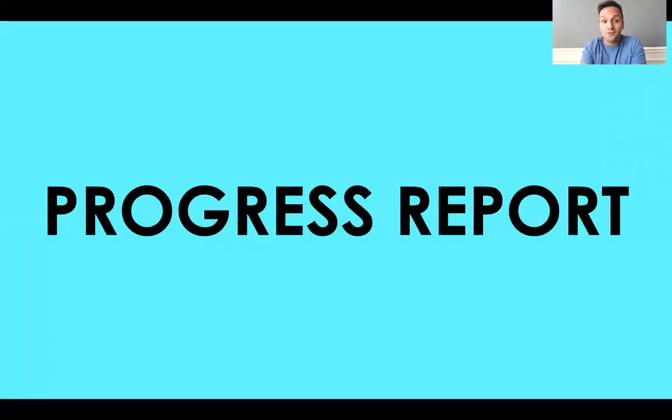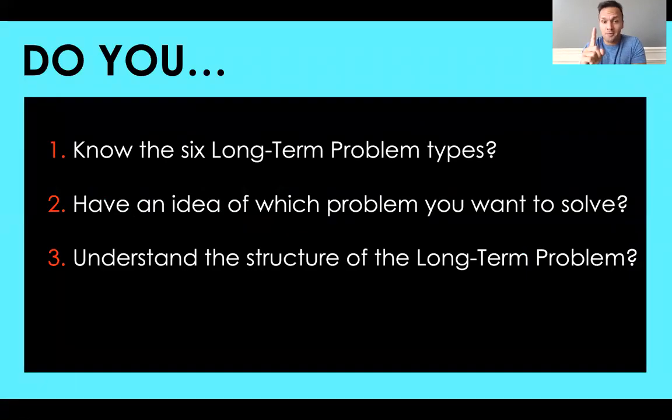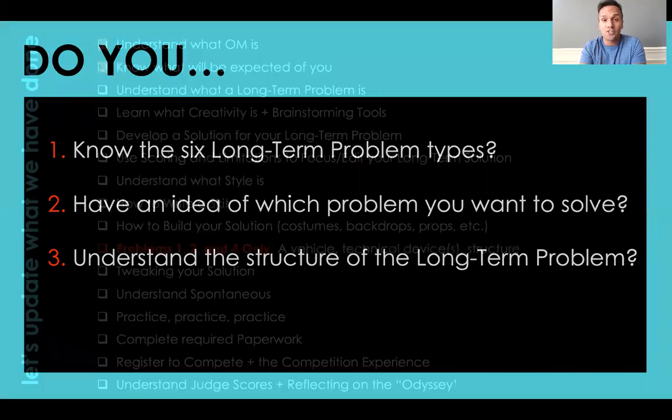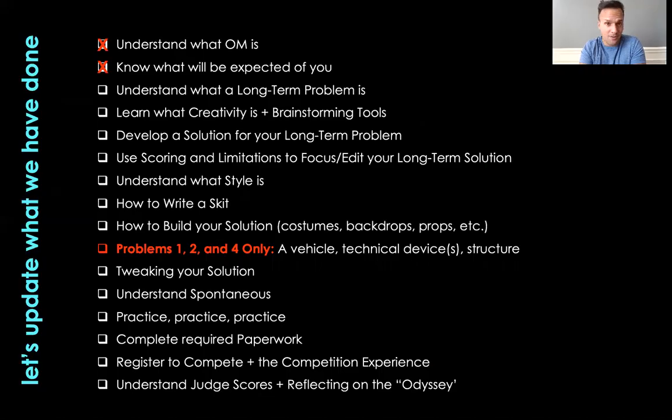So real quick, progress report. One, the 6 long-term problem types, right? Vehicular, technical, classical, structural, theatrical, primary. Do you have an idea which problem you want to solve? And of course, you understand the structure of the long-term problem, right? From point A of stating the problem all the way to the problem glossary at the end. So you understand what a long-term problem is.